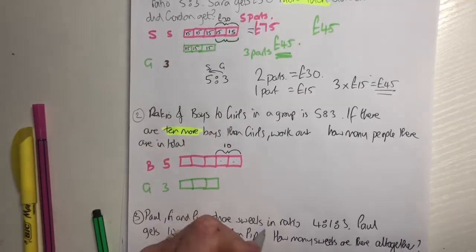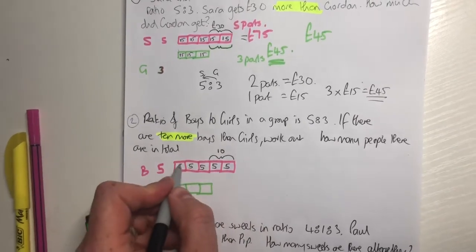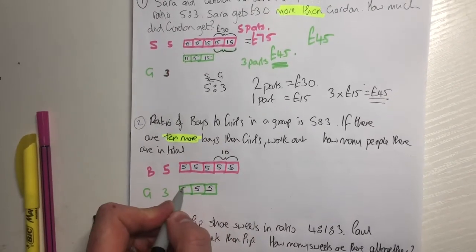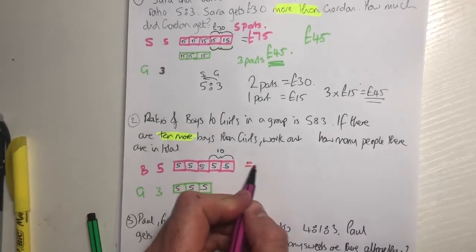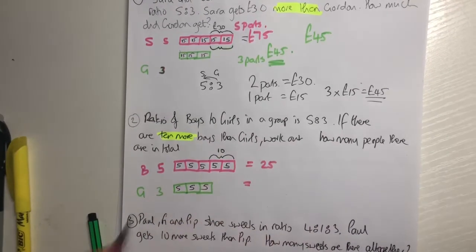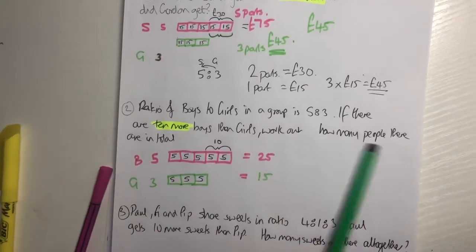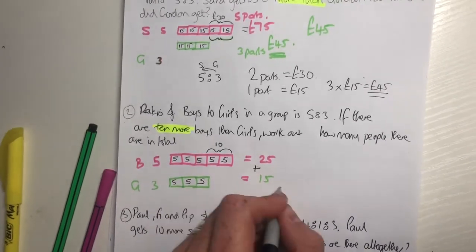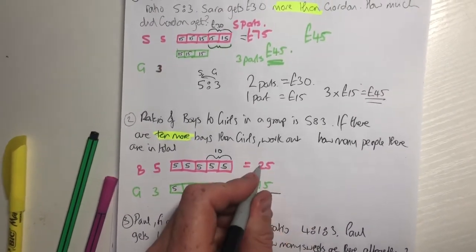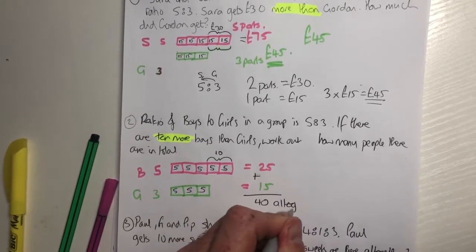Therefore, what does each of these have to be? It'll be 5. So each of the boxes will be 5. So boys will be 5, 10, 15, 20, 25. And the girls would be 5, 10, 15. Well, to ask how many people are there in total? Well, we'll just add these 2 together and we get 10 there, 20, 30, 40 all together.